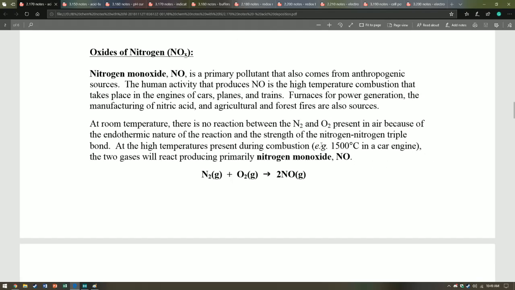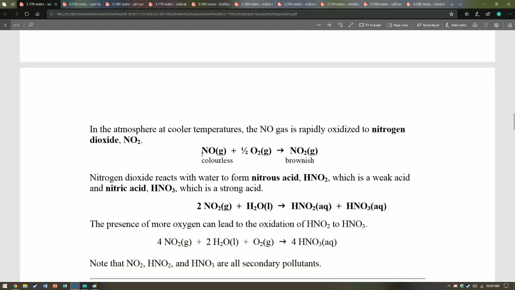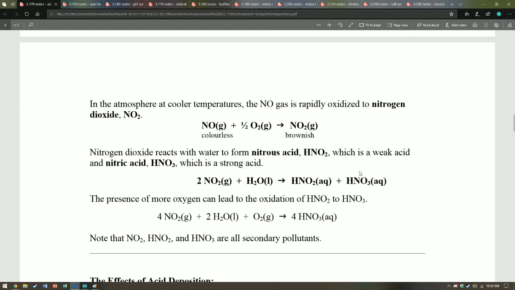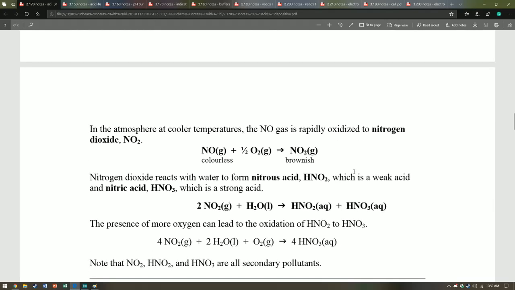So, at the high temperatures present in the combustion chamber of a car engine, you will get this reaction here. And then in the atmosphere at cooler temperatures, this NO gas is oxidized into nitrogen dioxide. This nitrogen dioxide will react with water in the atmosphere to form nitric acid and nitrous acid. This is a strong acid. This is not. Doesn't matter though. They're both acids, and this is a problem. Acid rain is a serious problem, and this is how it comes about.